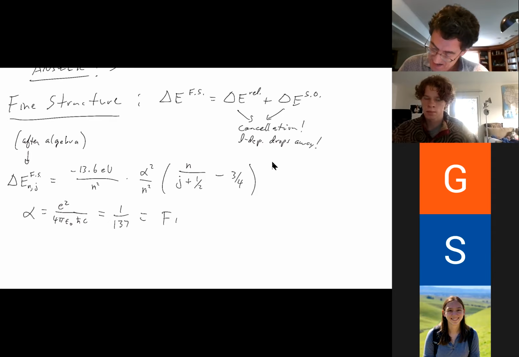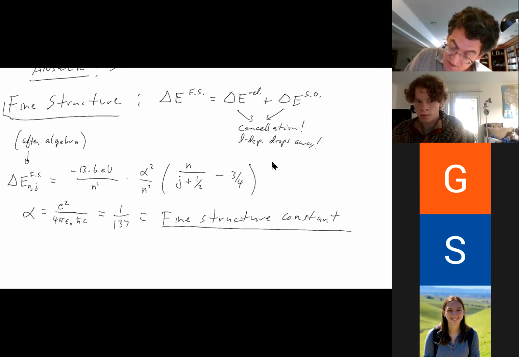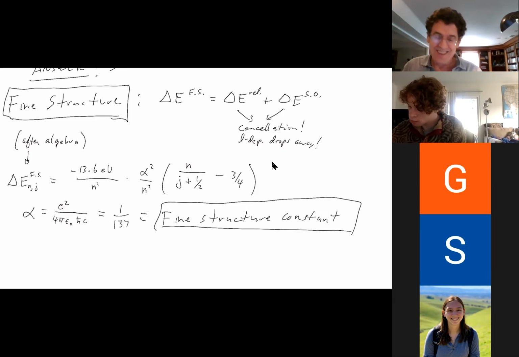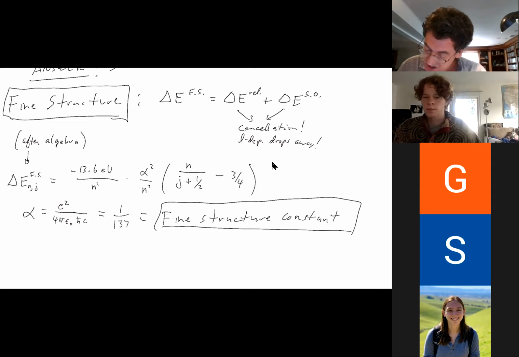Now you know where the fine structure constant comes from. What a funny little coincidence. We're calculating the fine structure and we got the fine structure constant. Oh, that's where it comes from. That's why we call it the fine structure constant, because it comes out when we're doing the perturbation theory of the fine structure.